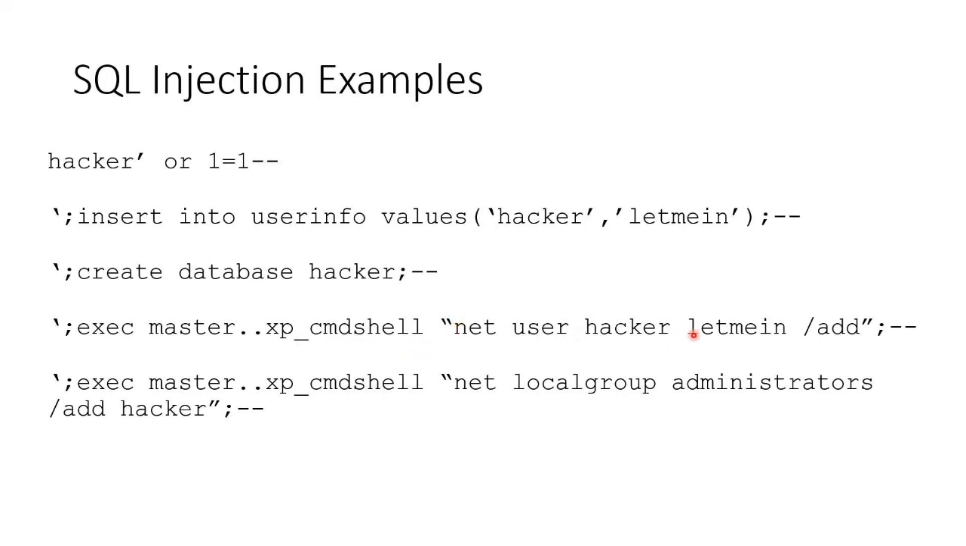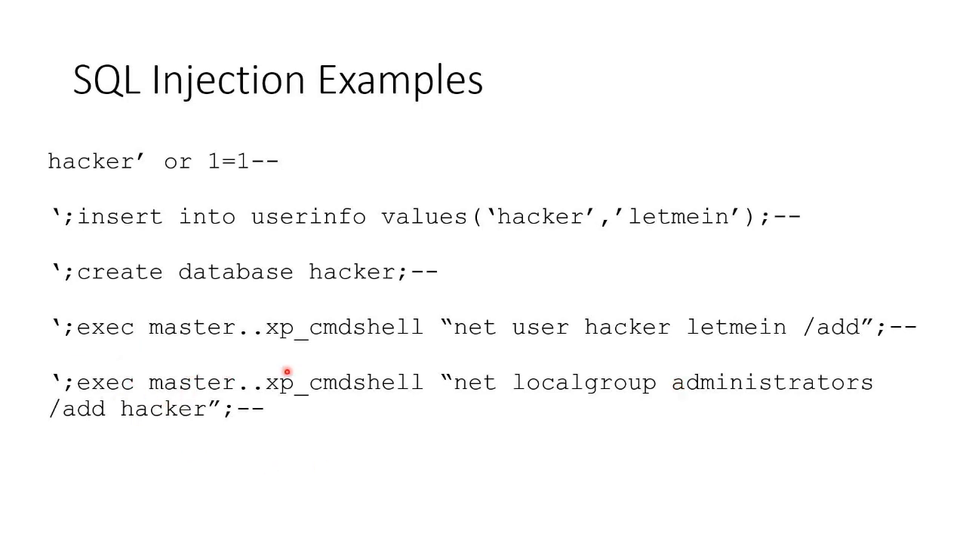And now put in the DOS command in double quotes. Net user hacker, let me in /add. In other words, create a user called hacker with the password of let me in and add them. This is an operating system command, folks. It will not simply put a user called hacker let me in into a table called user info. It will create a Windows user called hacker with the password let me in. And then we're not done.